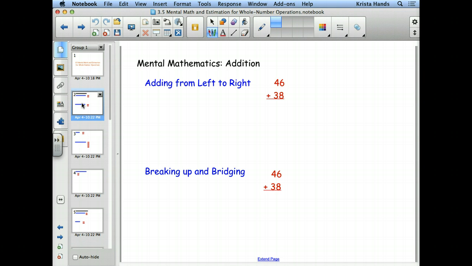All right, so one way to do this when we add from left to right is we consider only the left-hand value. That is, if you're looking at the 4 and the 3, we recognize that the 4 actually means 40 and the 3 actually means 30. So when we do this, we're actually looking at the 40 plus the 30 together, which gives us 70. And then we're looking at the 6 and the 8, and 6 and 8 here really means 6 and 8. And 6 and 8 are 14, and then if you combine the 70 and the 14, you get 84.